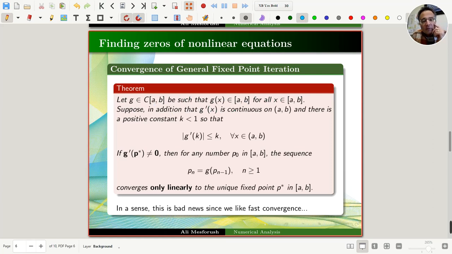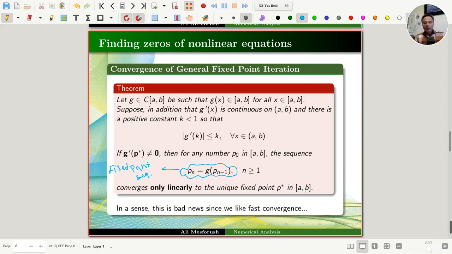And suppose that G prime of x is continuous on A and B, because we say G belongs to C of A and B, and there is a positive constant K less than 1, so that the absolute value of G prime of x is less than or equal to K for all x in the open interval A and B. Now, if G prime of P star is not equal to 0, then for any number P0 in A and B, the sequence Pn equal to G of Pn minus 1, in fact this is the fixed point sequence, converges only linearly to the unique fixed point P star in the interval A and B.